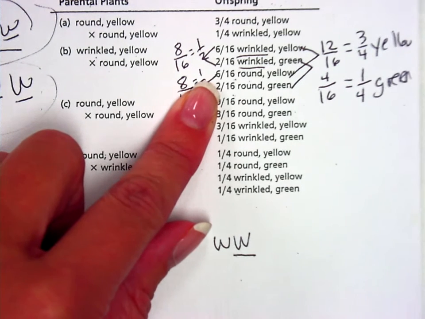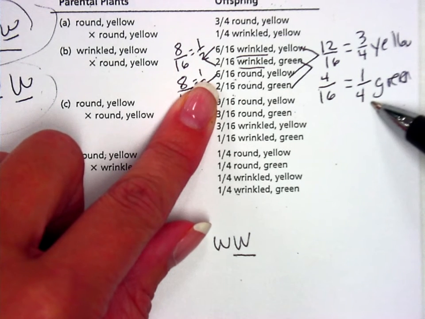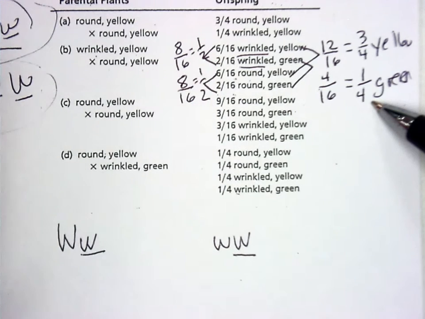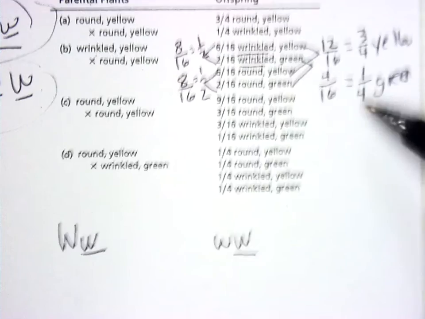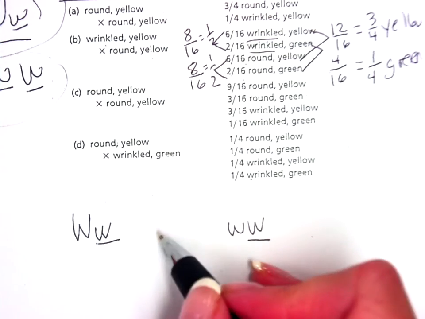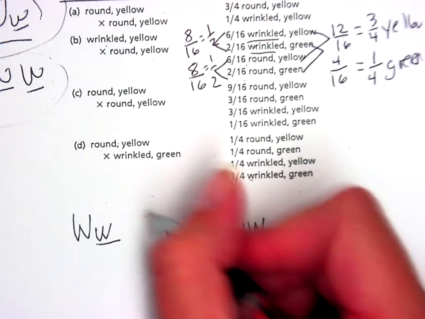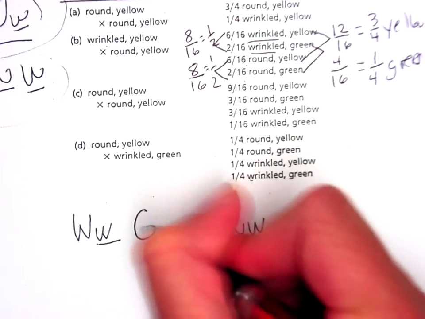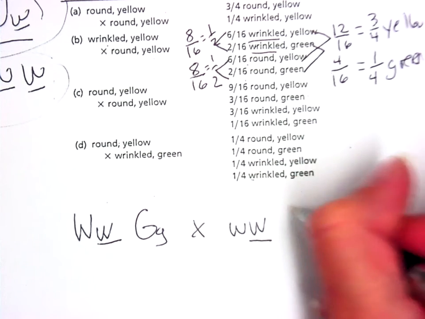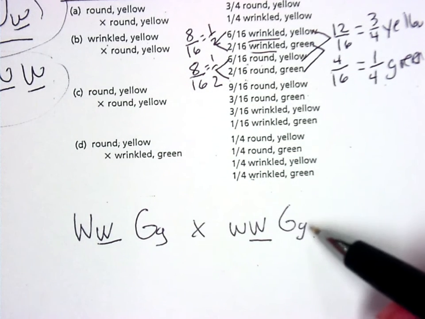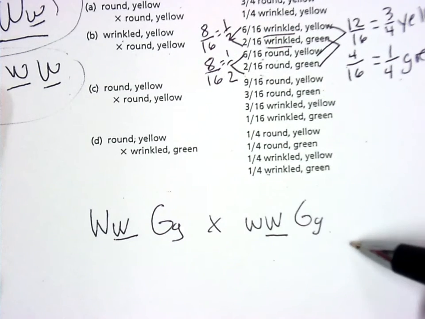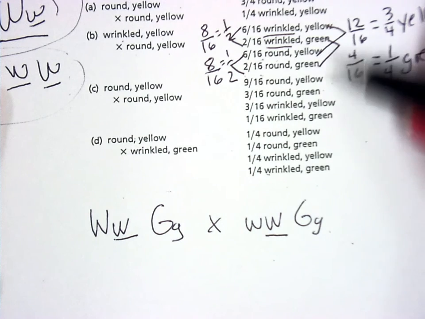When do we see this distinctive 3-to-1 ratio? When both parents are heterozygous. So that tells us that at least for the color, the yellow versus green trait, we're going to have a big G, little g from one parent and a big G, little g from the other parent. So for the B cross, this is what the parents would have to be in order to get these ratios.